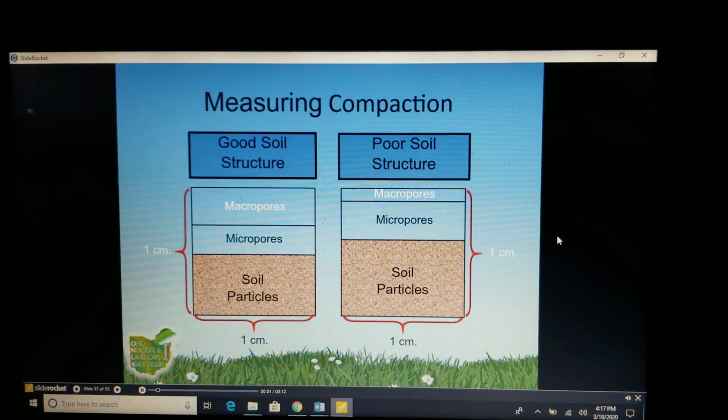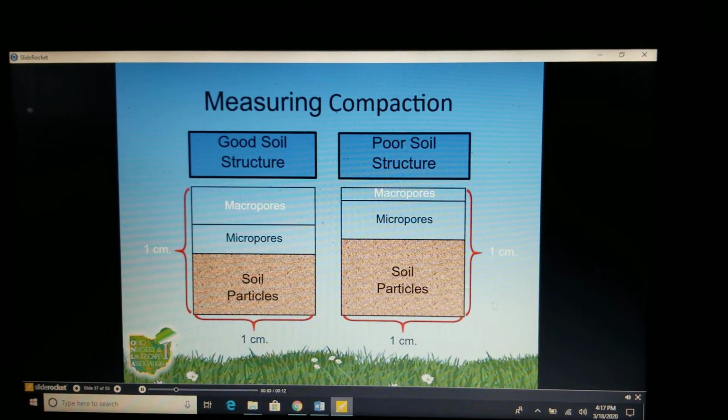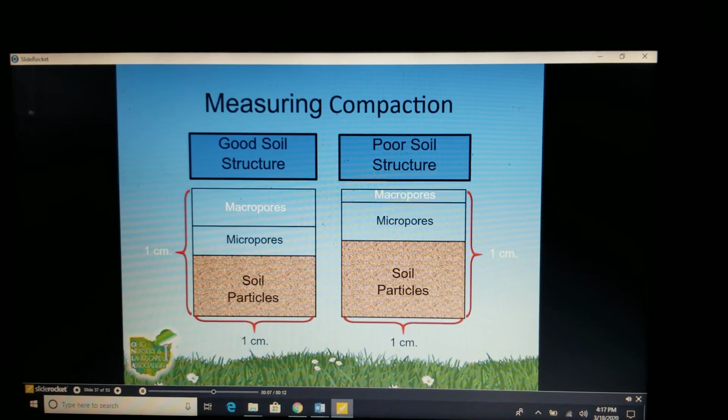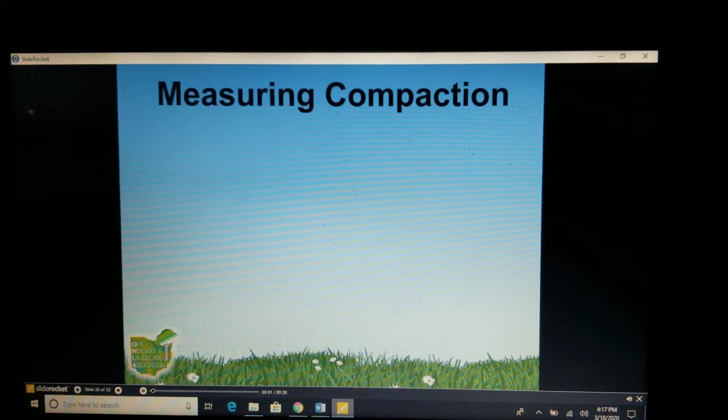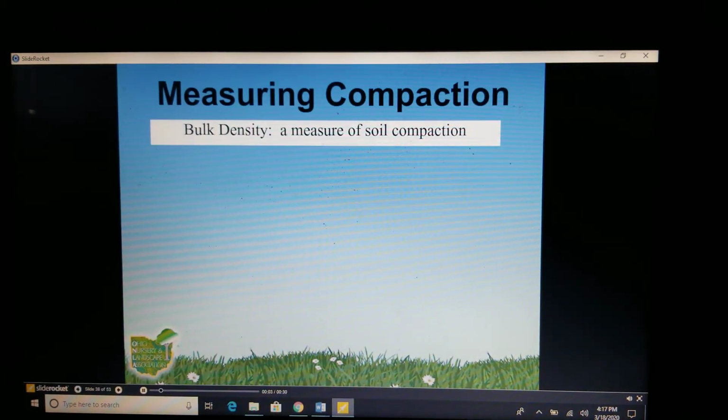Compacted soils have a larger amount of soil particles per volume compared to non-compacted soils. In other words, a given volume of compacted soil weighs more than the same volume of non-compacted soil. This leads us to bulk density, which is a way to measure and quantify soil compaction.